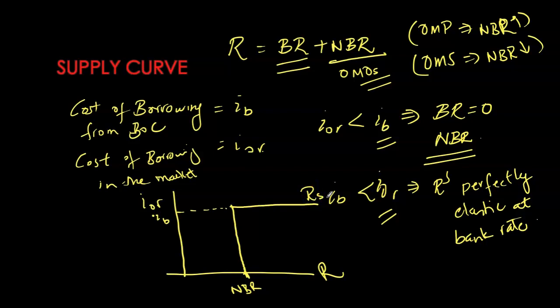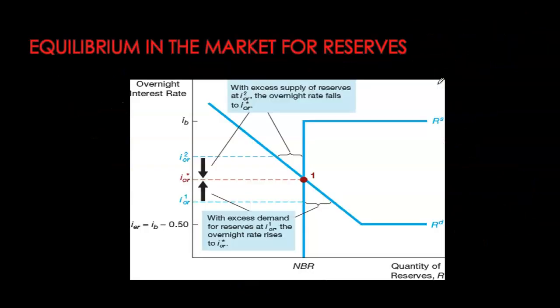So your supply curve has these two extreme cases. It's either vertical or it's perfectly elastic at the bank rate. Whereas our demand curve was downward sloping and becomes perfectly elastic at the deposit rate. Bringing the two curves together, we have equilibrium in the market where the supply and demand curves intersect, which is our point 1 on this diagram.